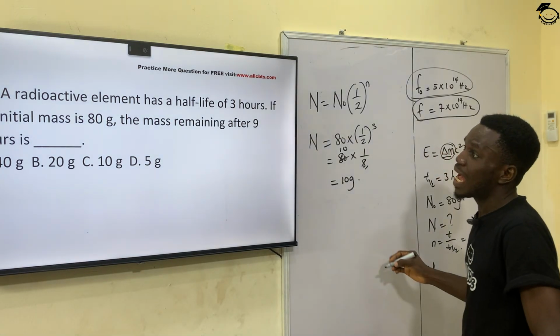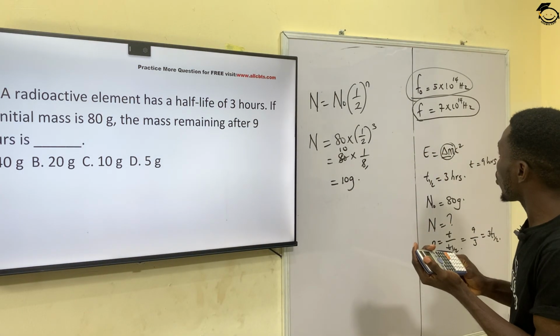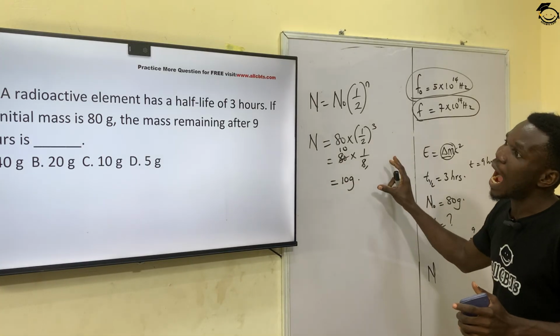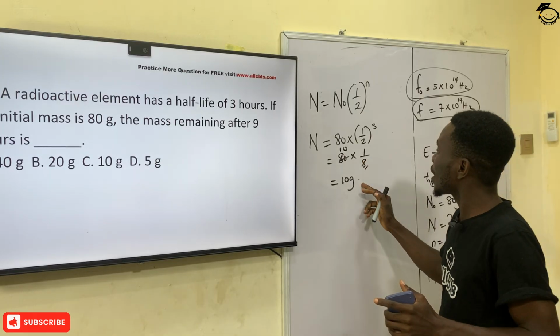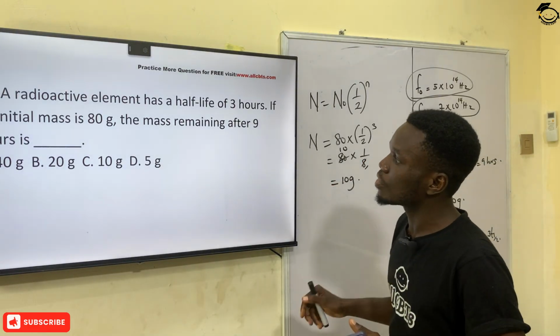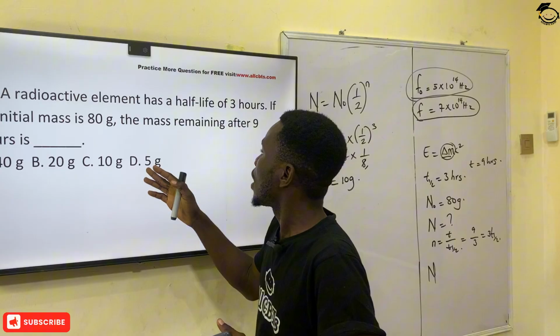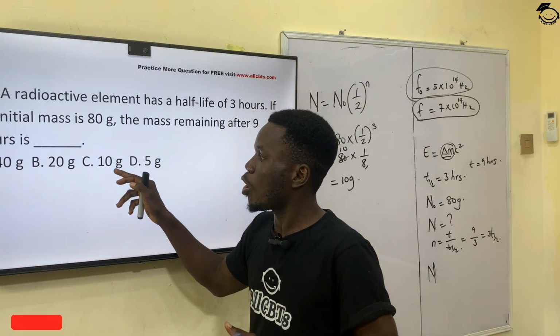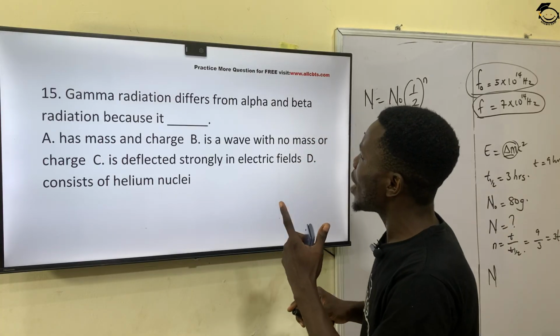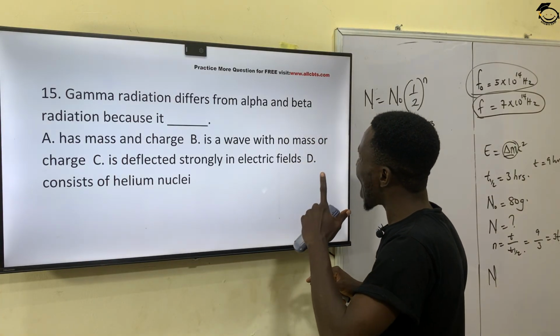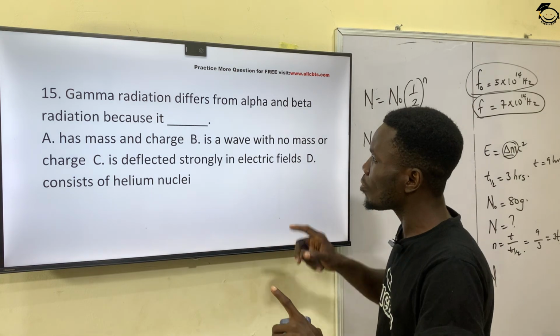So it means that after 9 hours of this particular isotope or element breaking itself down, I'll be having only 10 grams of this particular substance remaining, which is option C.